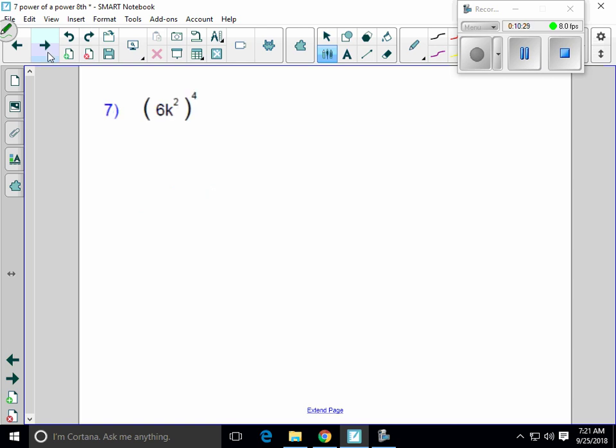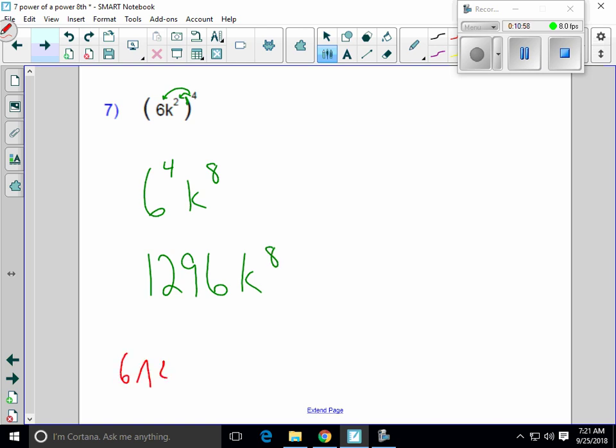Okay, and last one that we will do together, 6 to the 4th, k squared to the 4th. Okay, I see those parentheses, that reminds me to multiply. 2 times 4 is 8. And then 6 to the 4th power is 1,296. Again, if you're looking for that on your calculator, it's 6 caret 4. 6 to the 4th.